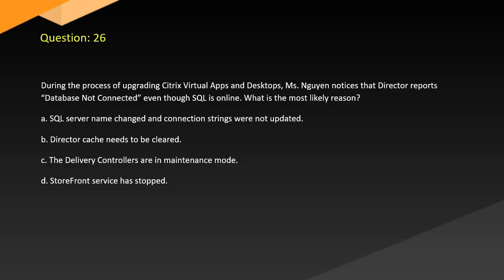Question 26. During the process of upgrading Citrix Virtual Apps and Desktops, an admin notices that Director reports the database is not connected even though SQL is online. What is the most likely reason? A. SQL server name changed and connection strings were not updated. B. Director cache needs to be cleared. C. The delivery controller is in maintenance mode. D. StoreFront service has stopped.